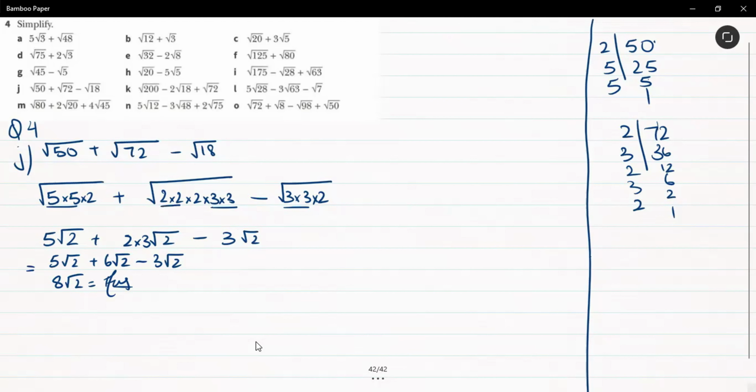Proceeding on to part K. Just wait a second before I can go on. Okay, for part K.